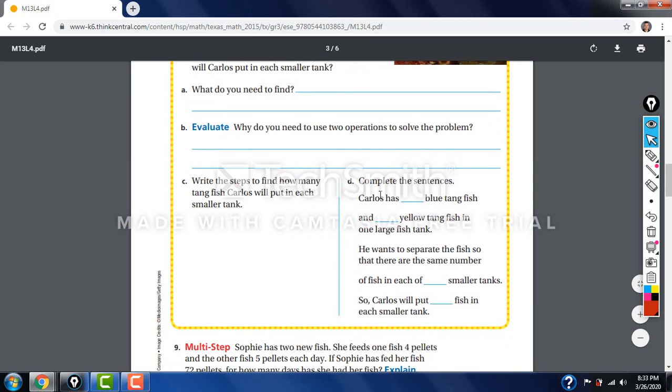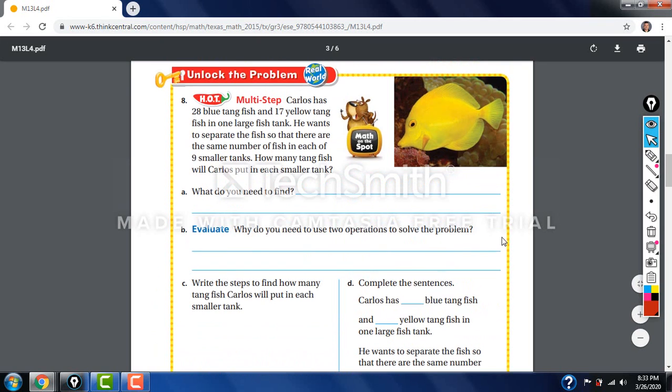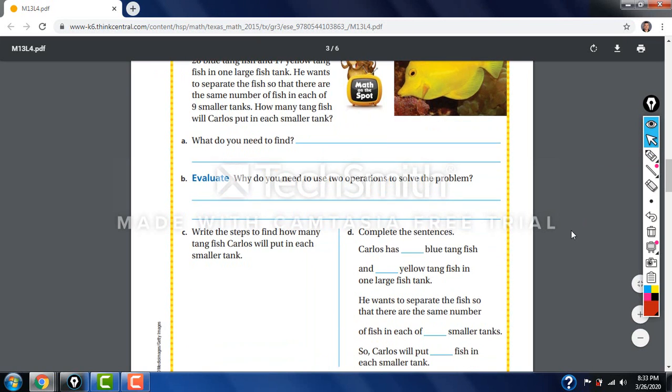Okay, welcome back. Complete the sentence. Carlos has how many blue tank fish? How many blue? It's right here, 28. And how many yellow? It's right here, 17. 28, 17. Where am I getting all this information from? It's right here. Why do I need to know that? Because that's going to help me analyze the question so I know what I'm answering.